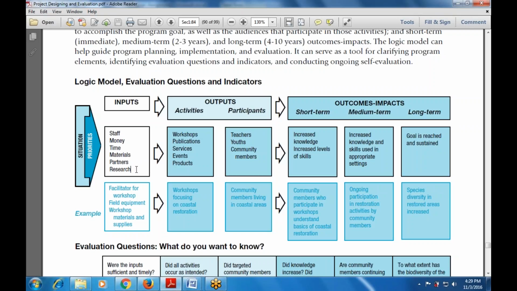What is the input? A facilitator for the workshop, field equipment, workshop materials and supplies. Whatever the materials, whatever the supplies, whatever the workshop that will be carried out, the workshop material and the supplies that will be used are an example for the input.